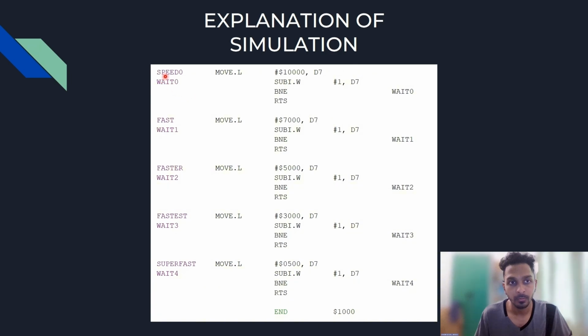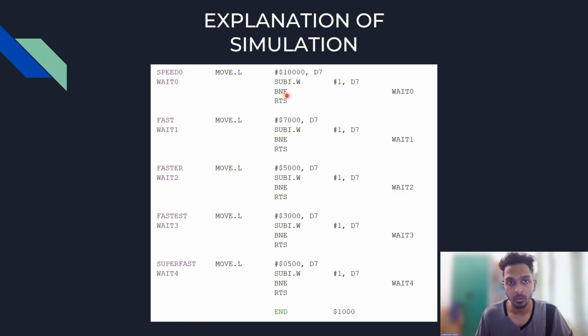First, for the speed 0 subroutine, move.l #$10000,D7. This instruction loads the long value $10000 into register D7. Then, wait0 is a label marking the start of the delay loop. After that, subi.w #1,D7. This instruction subtracts the immediate value from the lower word of D7.